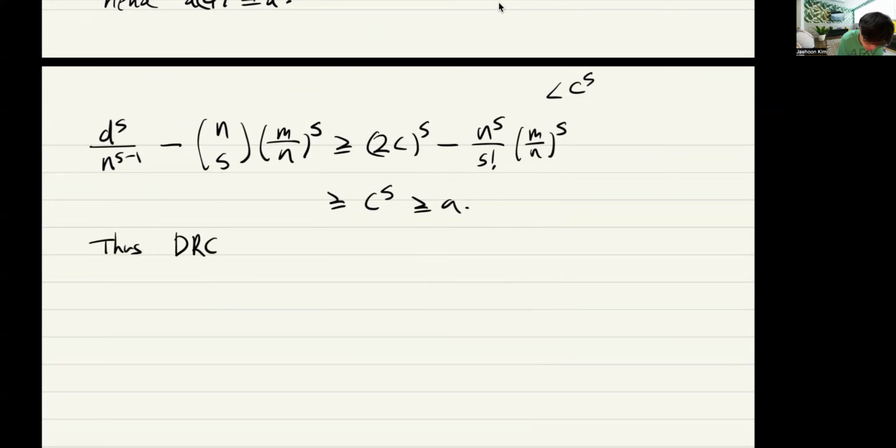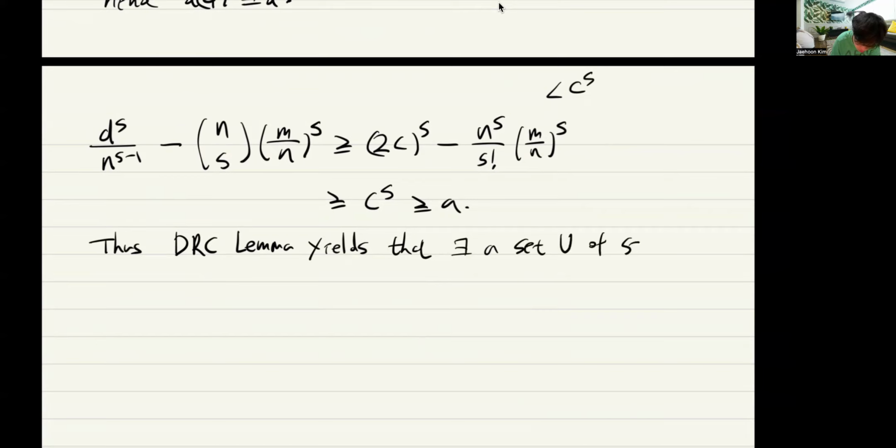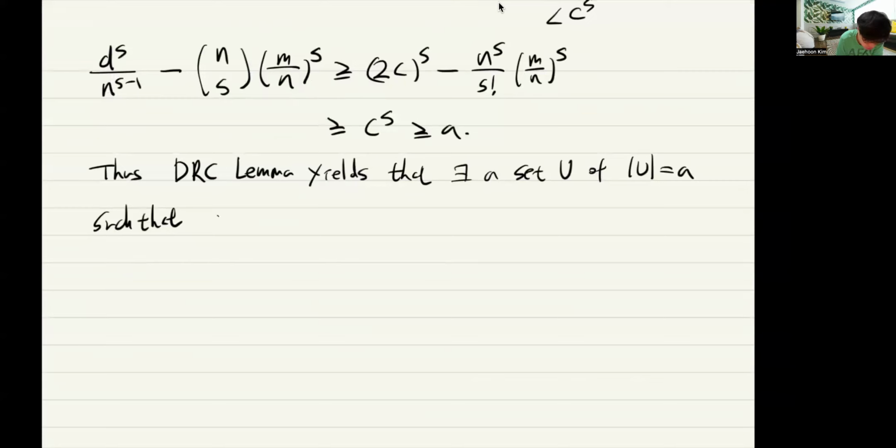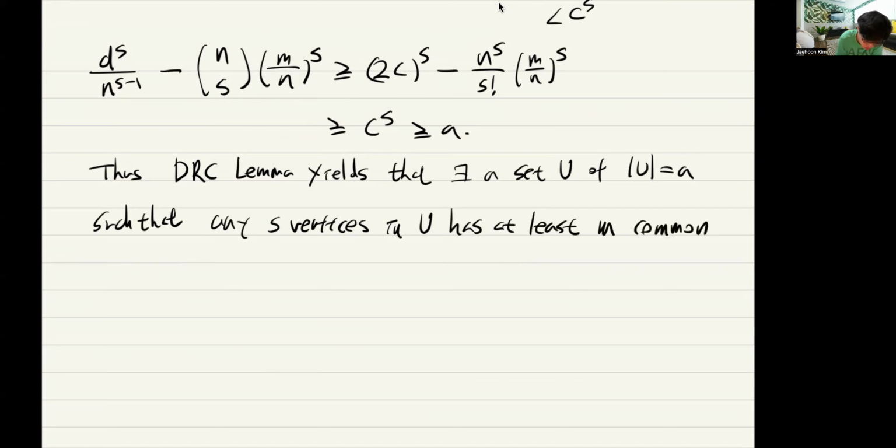Thus, the dependent random choice lemma yields that there exists a set U of size at least a, let's say exactly a, such that any S vertices in U have at least m common neighbors.